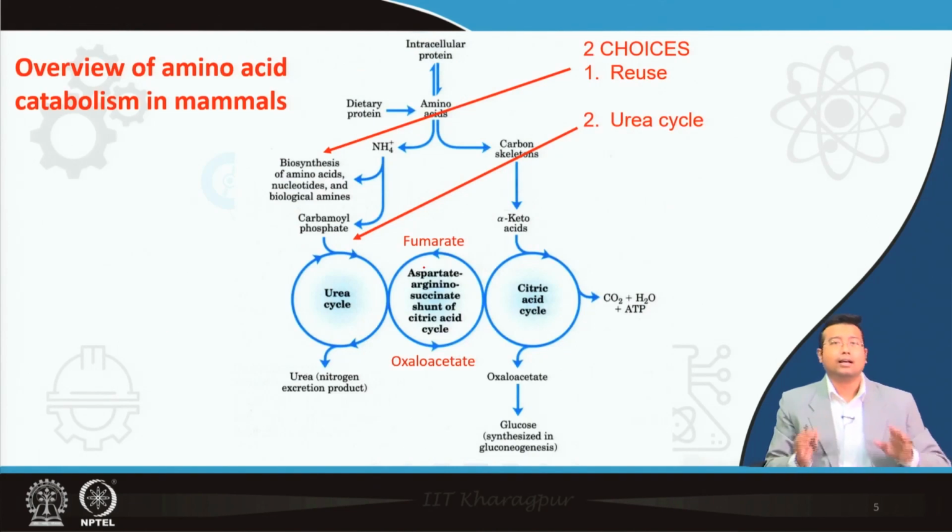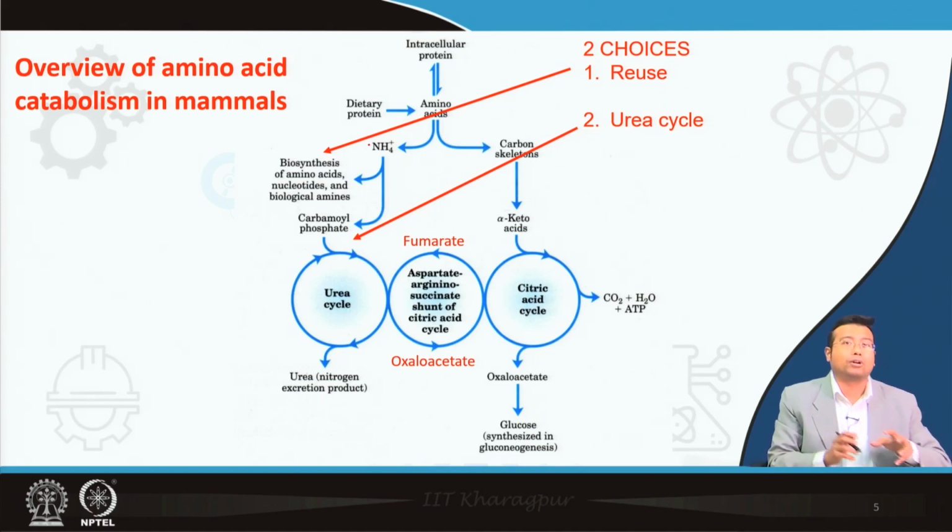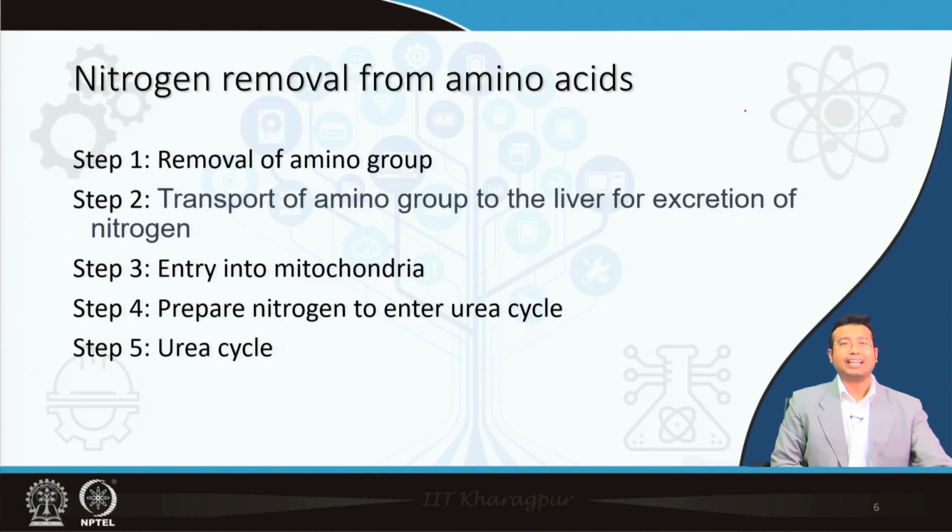So, that being said, there are only 2 fates of the amino nitrogen in mammals. Number 1, the ammonium, or the nitrogenous product produced from the metabolism of amino acids, can be reused in the synthesis of other nitrogenous products like glutamine and other amino acids by transamination, we know that, or it can be excreted in the form of urea through the urea cycle, which is our today's topic of interest.